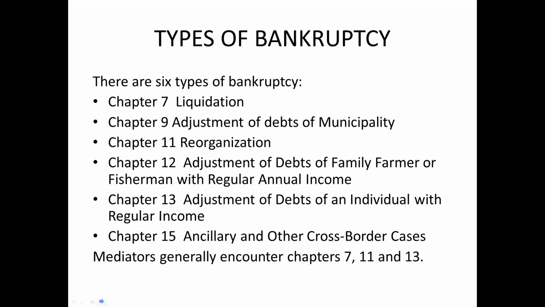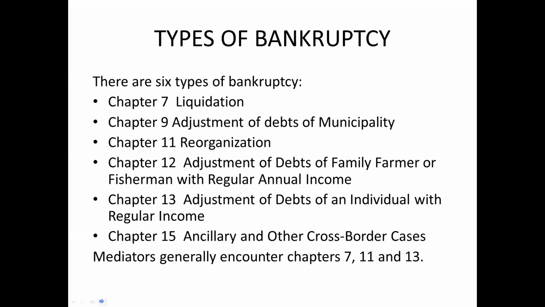So Chapter 7, liquidation, which we will talk about, which is just what it sounds like. Chapter 9, adjustment of debts of a municipality. You probably have read about the Detroit case. That's probably the most famous one we have, but you're very unlikely to see that. Chapter 11, reorganization. You may see that, probably with small businesses. Chapter 12, adjustment of debts of a family farmer or fisherman. Unlikely to see that. I've never seen a Chapter 12.